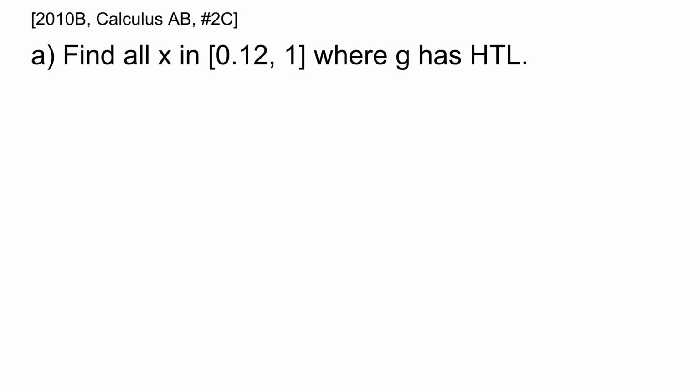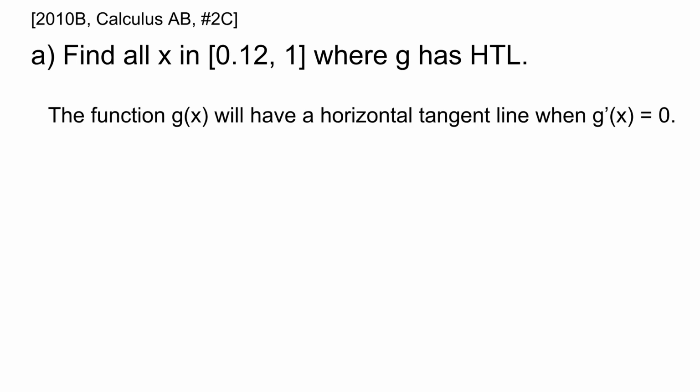In part A of this question, we are asked to find all values of x in the closed interval from 0.12 to 1, where the function g has a horizontal tangent line. We know that the function g will have a horizontal tangent line when g prime of x is equal to 0.